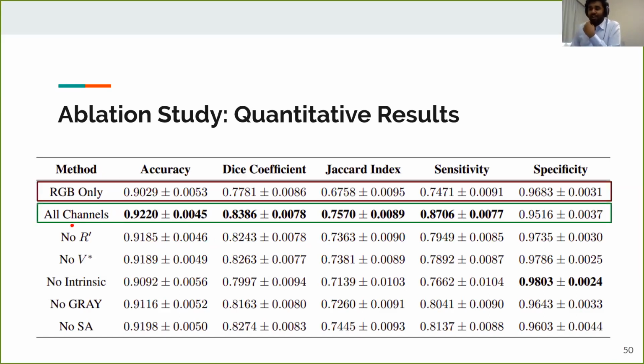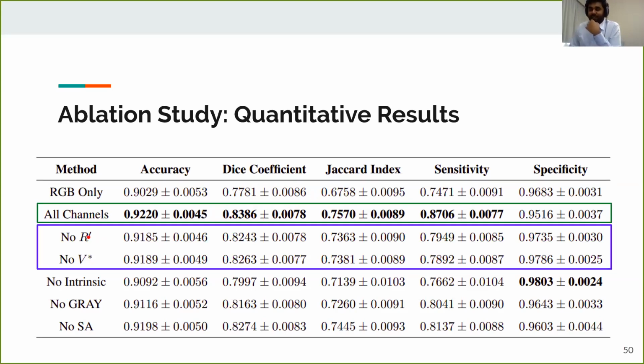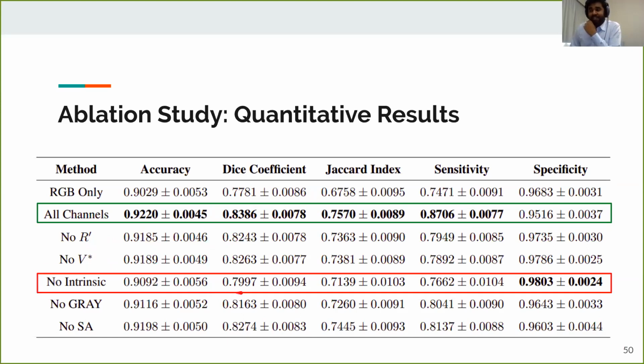We see that using all the transformation channels improves the segmentation performance compared to RGB images only by quite a margin. There's a considerable improvement. Next, we look at what performance degradations would happen when we drop some channels. For R dash and V star, we see that the performance drop is minimal when these channels are not included. And this can be explained by the fact that these are fairly easy transformations for the network to learn. On the other hand, dropping the intrinsic channel leads to the largest degradation in segmentation performance, indicating that it's quite difficult for the network to learn the intrinsic transformation.